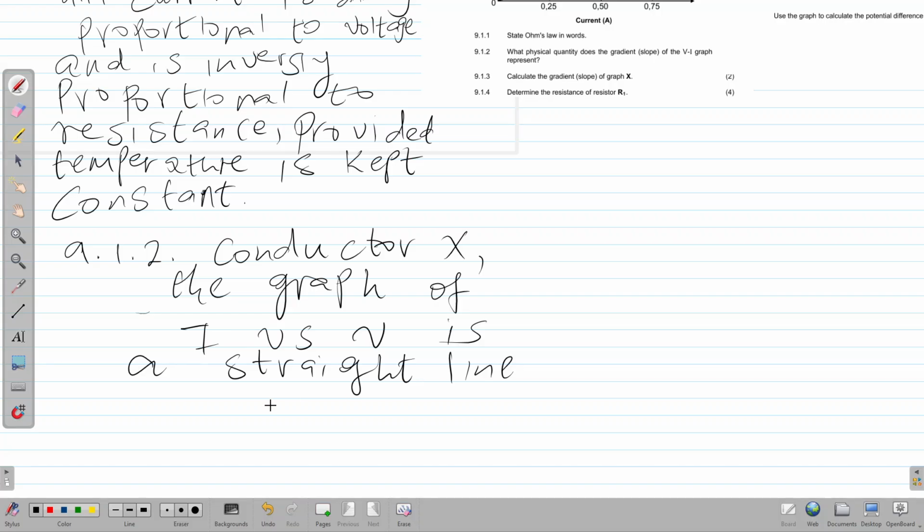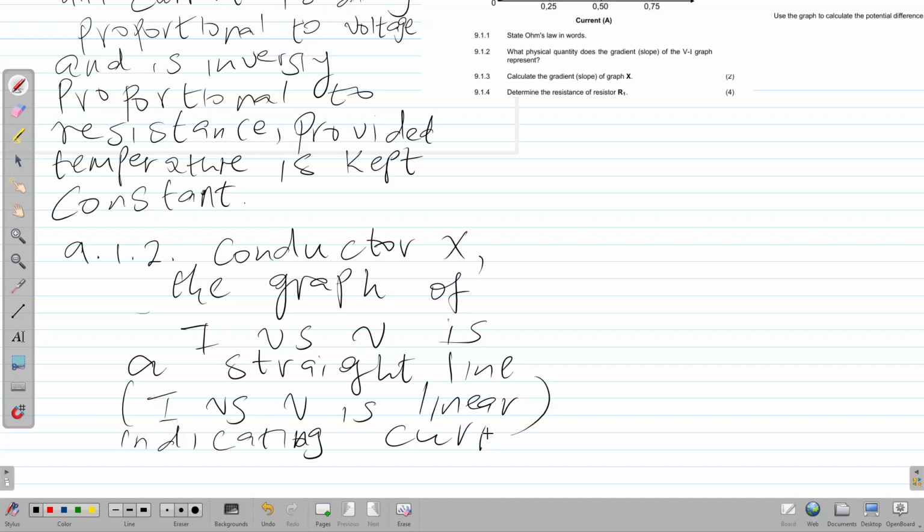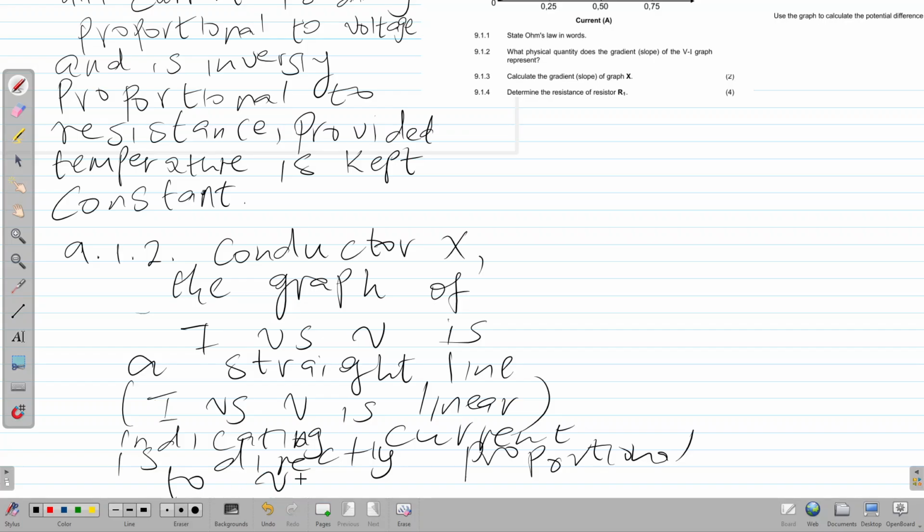Okay, or you can say that I versus V is linear. So since this graph is a straight line, it indicates that current is directly proportional to voltage.